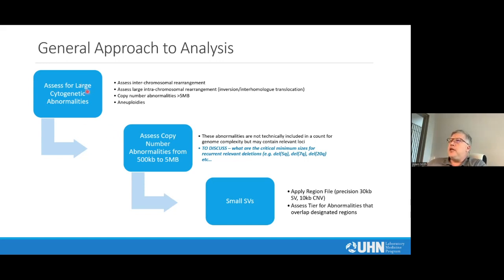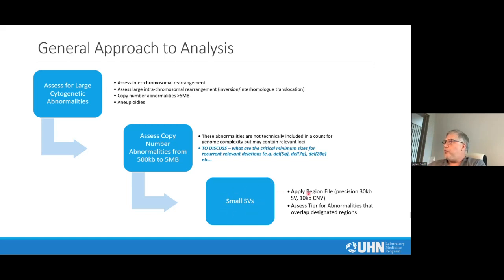We start with an assessment for large cytogenetic abnormalities, basically the rules that we've just gone over in the slides before. Then we move down to discussing copy number abnormalities from 500 kb to 5 megabases. These are the ones that aren't going to be included in a genome complexity score, but are possibly important nonetheless. And there are some really pressing questions here, like how small is a 5q deletion? How small is a 7q deletion or a 20q deletion, et cetera? Those are potentially interesting to discuss.